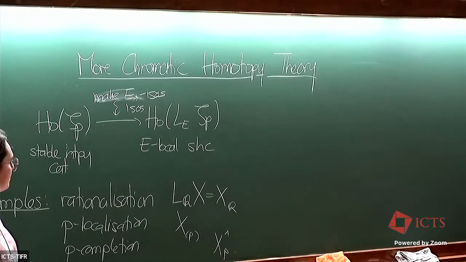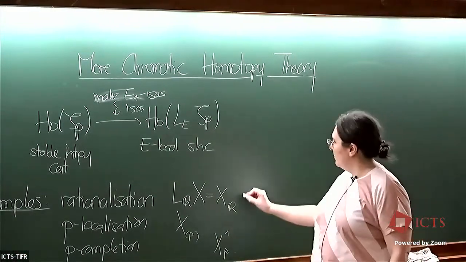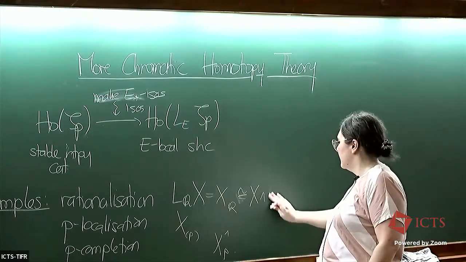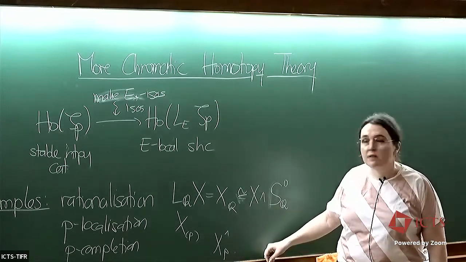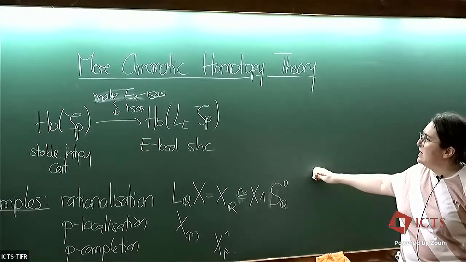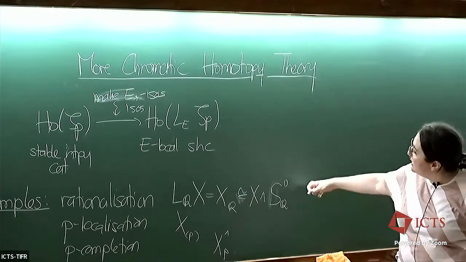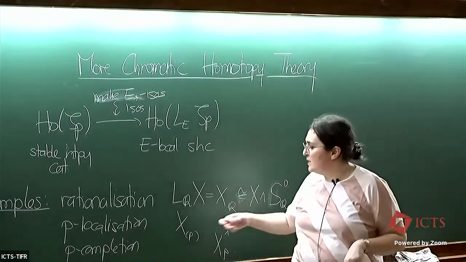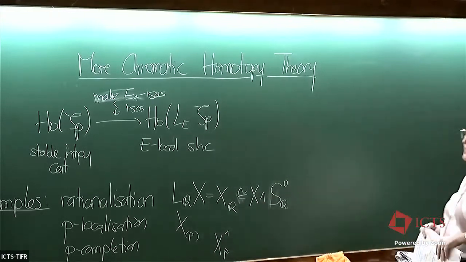So, for example, these two had the properties that localizing was just the same as smashing with the local sphere, and this one did not. So, for example, in the rational stable homotopy category, two things will be isomorphic. Well, something is an isomorphism if it induces an isomorphism of rational homotopy groups. Here, if it induces an isomorphism of p-local homotopy groups, but here it was a little more complicated.